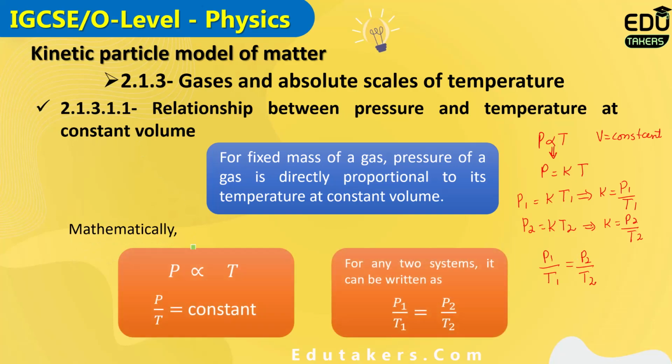You can see here the mathematical form. Pressure is directly proportional to the temperature. And when you have to remove the sign of proportionality, you have to replace it with the equality. That I do here. You need to put here the constant which I represent with K. After that, for any two systems, meaning for any two gases, this equation can be written as P1 over T1 is equal to P2 over T2. This equation is valid only at constant volume when the pressure and temperature are given. So this is a relation between the pressure and the temperature at constant volume.